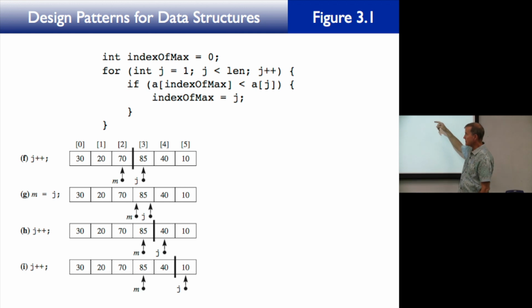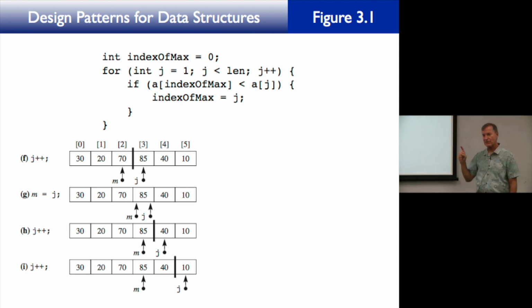And then what this code does is, so let me see, J is 3. So then what it does is it says if A sub index of max is less than A sub J. Is the if statement true? A sub M is less than A sub J? It is true. So what happens? Index of max gets J, so M gets J. Are you with me? And then J++. And now here it is at the end, at I. But now in going from H to I, what happened? Nothing. Well, something, yeah, you're right. Well, the test happened, right? But A sub index of max is 85, and then A sub J is 40, 85 wasn't greater. So we just did J++, right?